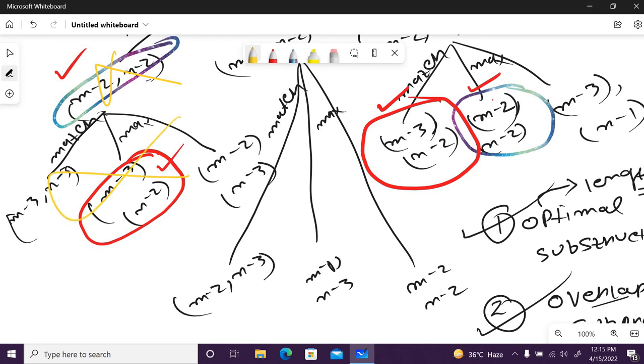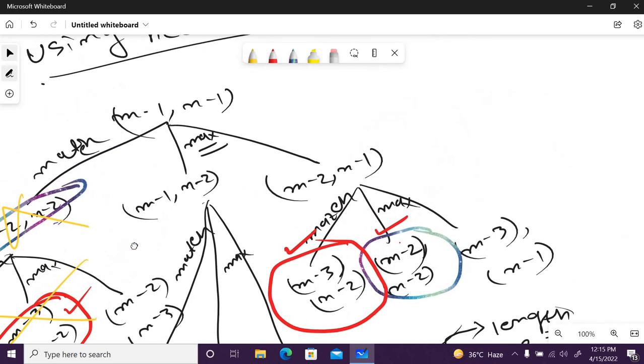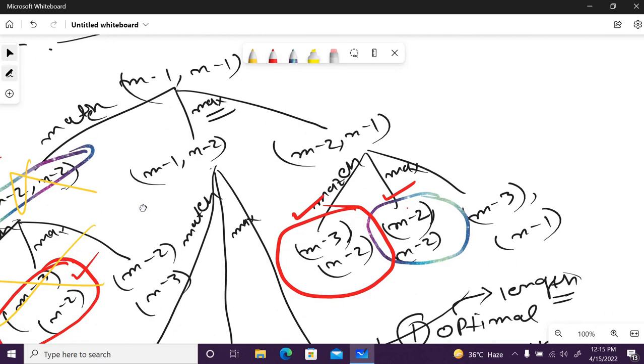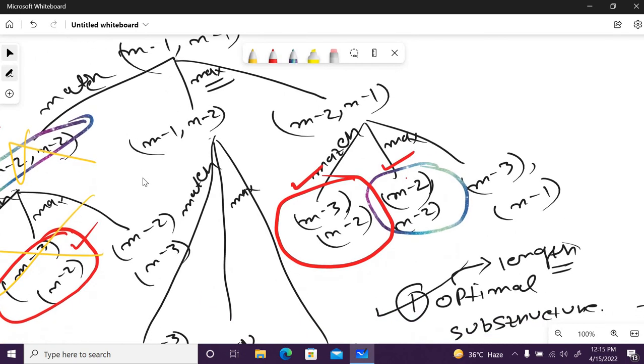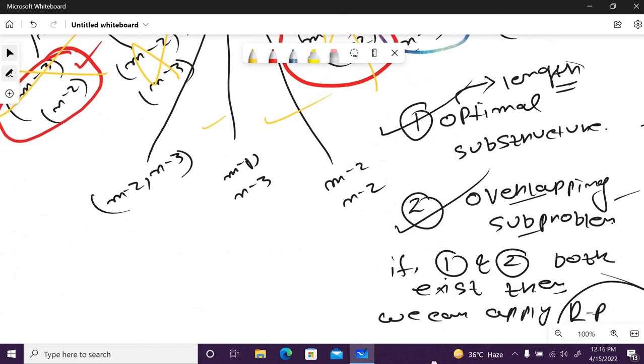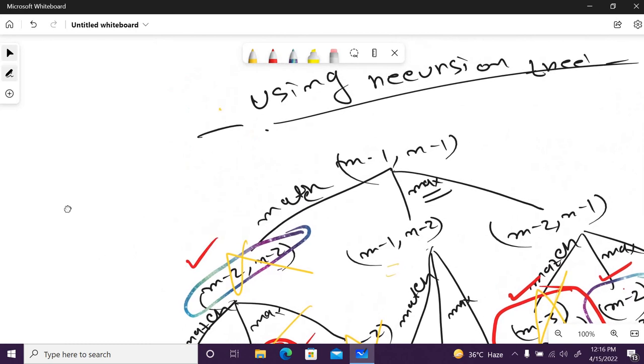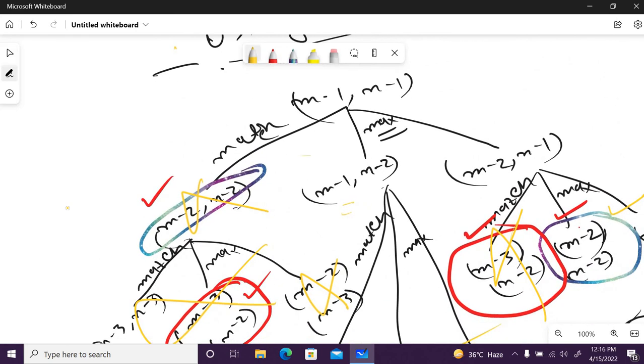So then it will be removed, because in the worst case, if any character of the two strings is not matching, then in this case also, if it is not matched, that is not a good idea. Only these two will exist. Again, it is not a good idea to take. These two will exist, these two will exist. So if it is going on like this, then I can say that it is dividing into subproblems of two.